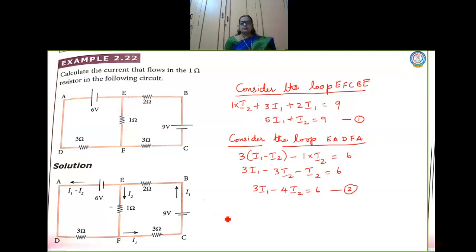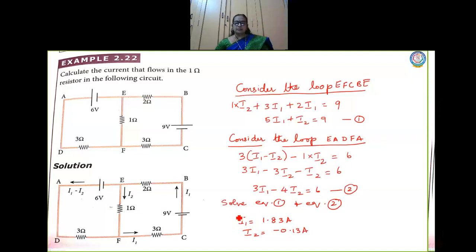Now you have to go for mathematical simplification. Solve equation 1 and equation 2. Take these two equations, solve in your notebook and find out the value of I1. I1 value is found to be 1.83 ampere and I2 value is found to be minus 0.13 ampere. So I have determined the value of I1, I2. Simplification process, definitely you have to do it. You have done this so many times in your maths, and you should be able to do it.